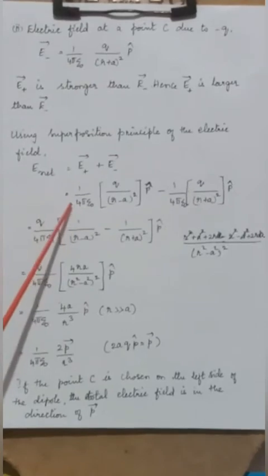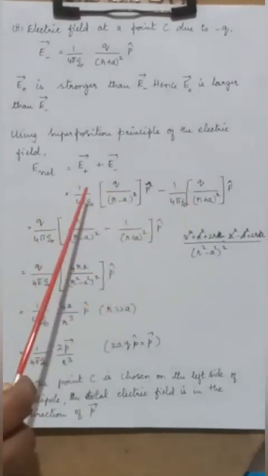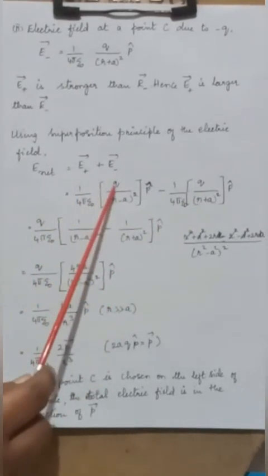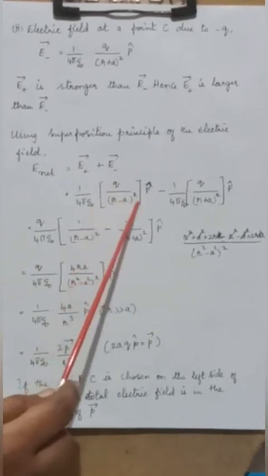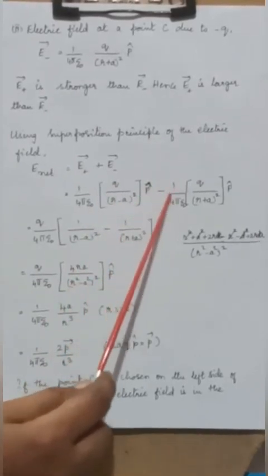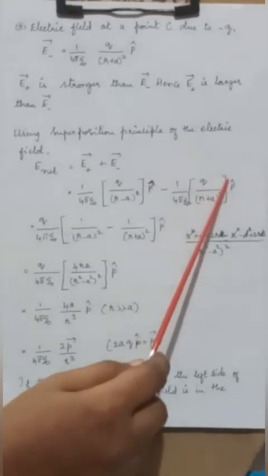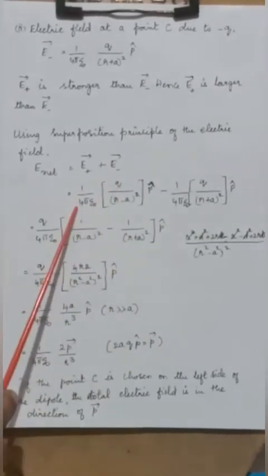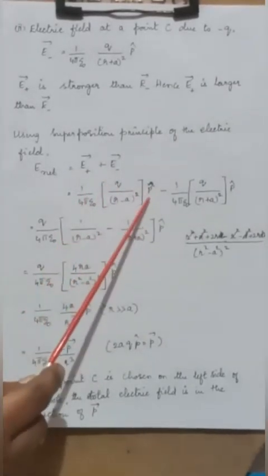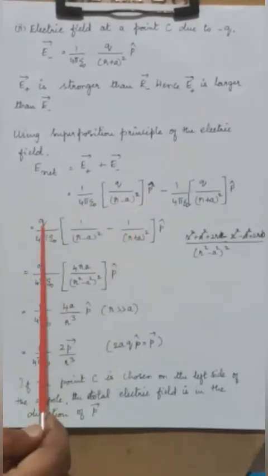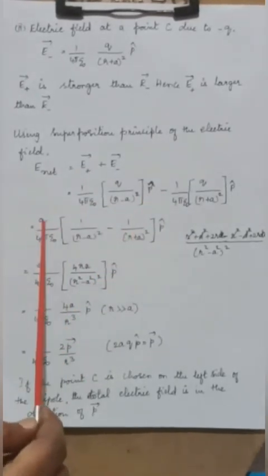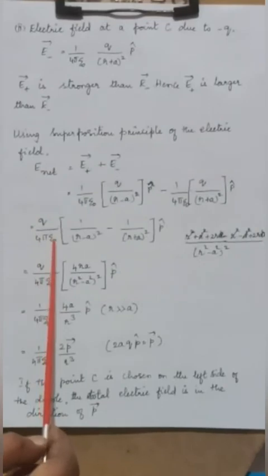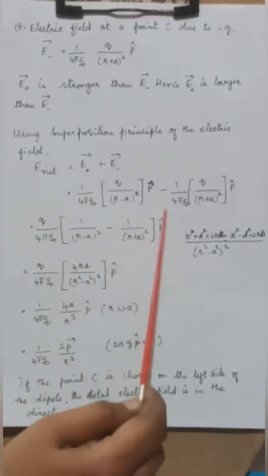When I add both, what it gives me is 1 by 4 pi epsilon naught q by (r minus a) the whole square p vector, minus 1 by 4 pi epsilon naught q by (r minus a) the whole square into p vector. Now what all is common in this? q is common, 1 by 4 pi epsilon naught is common. In fact, the p null vector is also common. So all those common factors are taken outside. So q by 4 pi epsilon naught, then into p null vector.